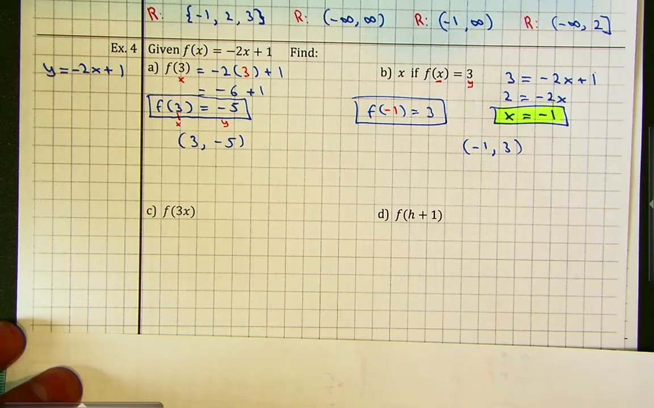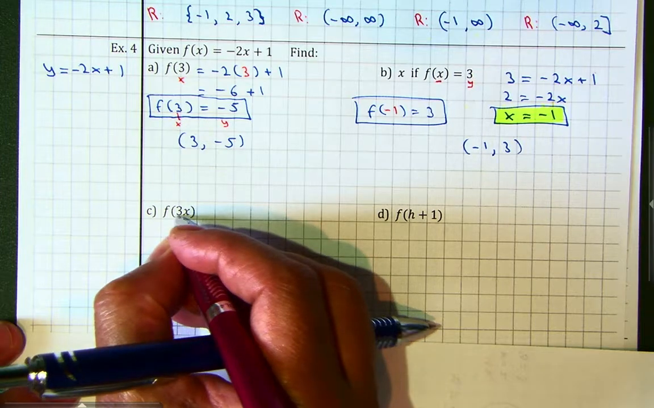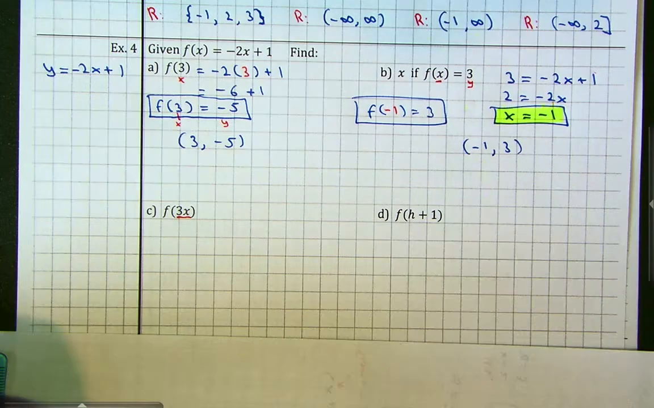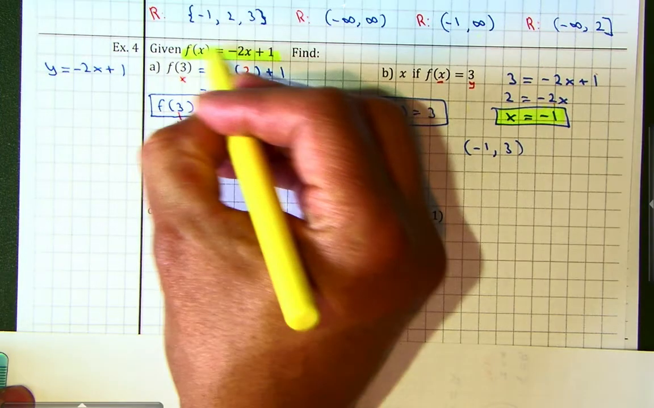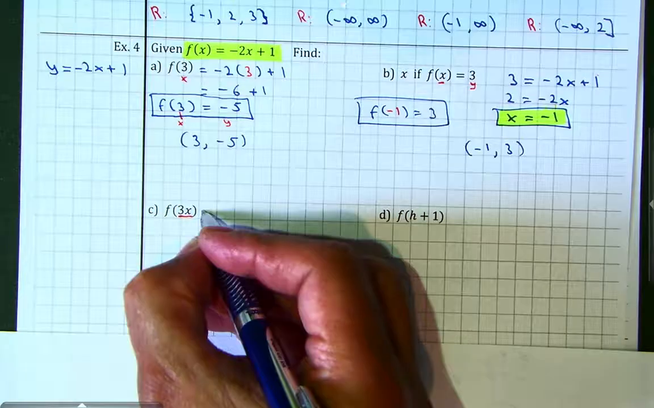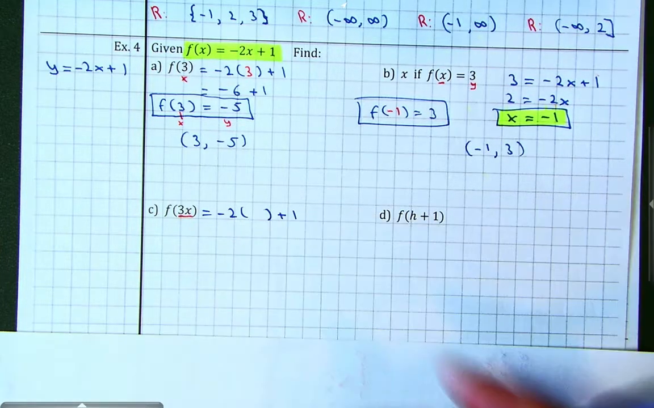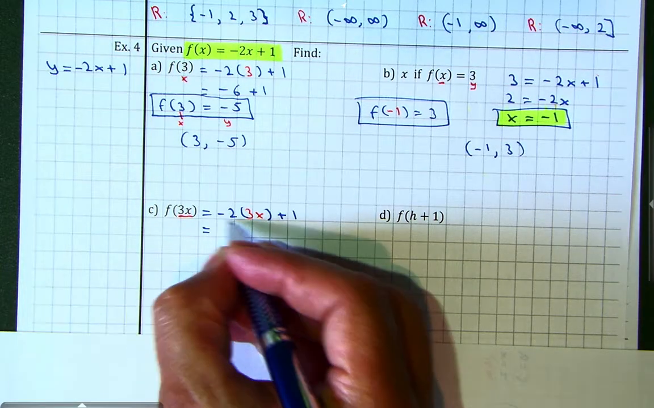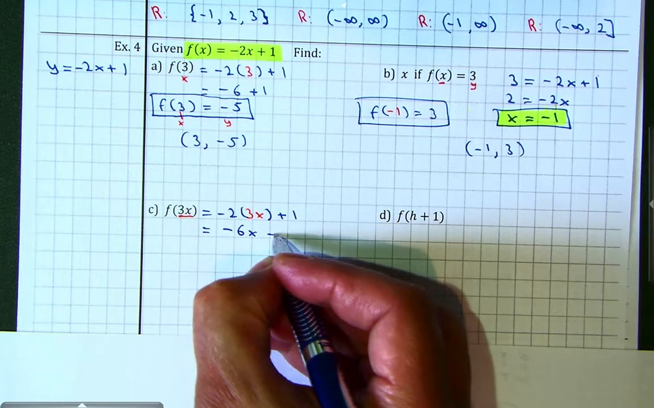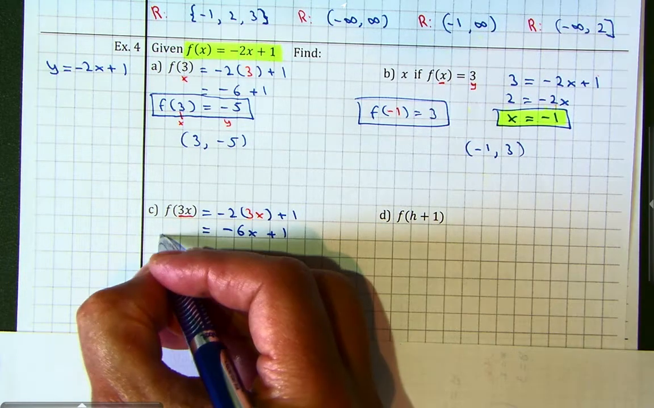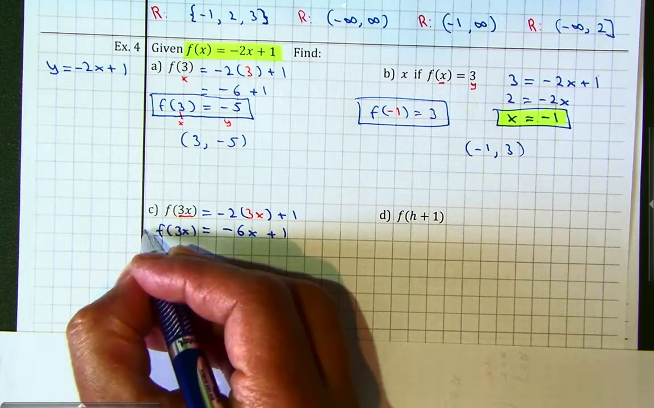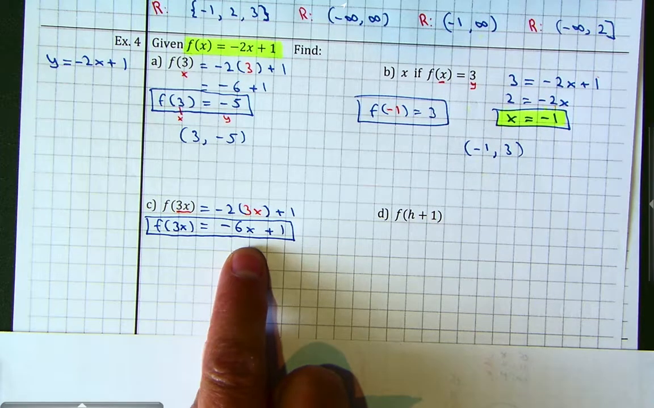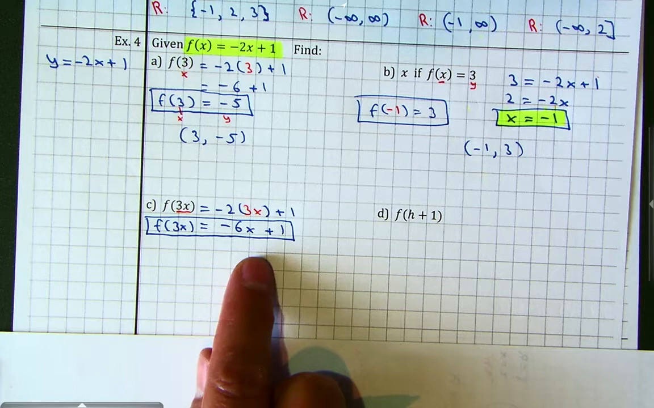So this tells me that I need to substitute, instead of the x, I'm going to replace it with 3x. So therefore, I'm going to continue using my same function. f of 3x equals negative 2, instead of the x, I'm going to replace it with 3x. And I'm going to simplify. That gives me negative 6x plus 1. Nothing else to simplify, so therefore that will be my answer. F of 3x is equal to negative 6x plus 1. You guys covered this type of problem when you covered composition back in Algebra 2.